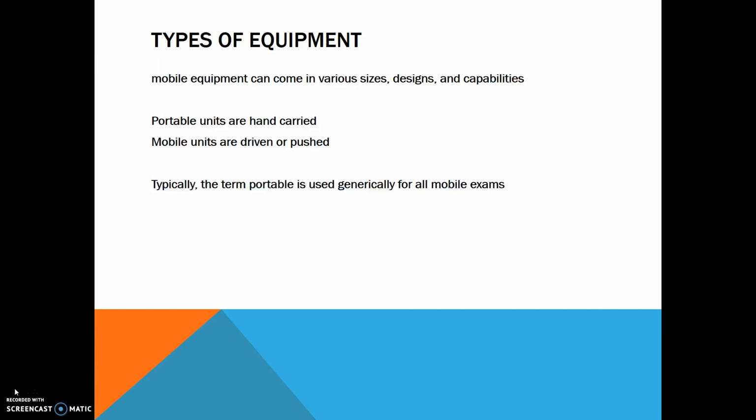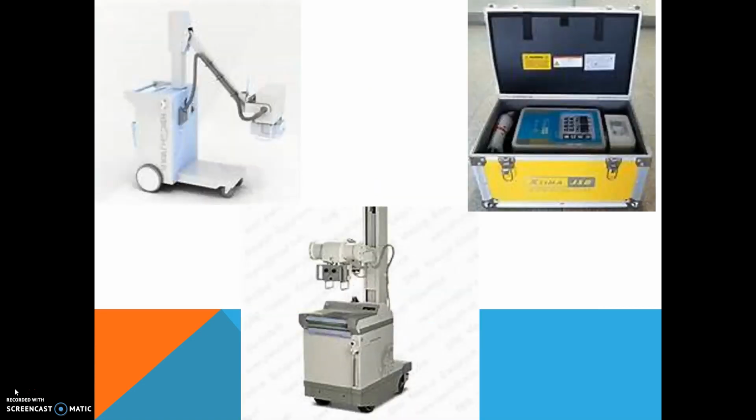Mobile equipment can come in various sizes, designs, and capabilities. Portable units are hand-carried. Mobile units are driven or pushed. Typically, the term portable is used generically for all mobile exams. Here are some images of some portable X-ray equipment.